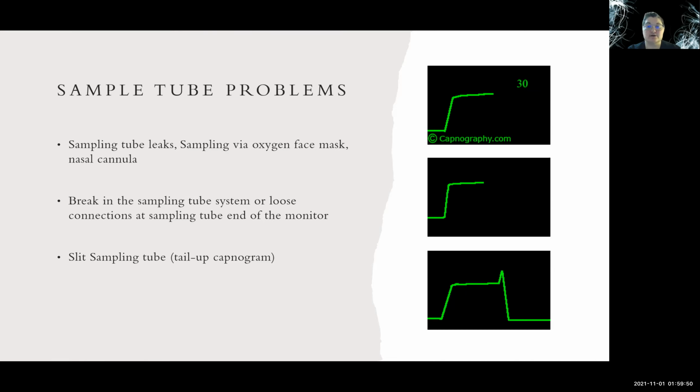So as you see here, on the top image, these are some leaks, so we're using a nasal cannula or maybe a face mask. The middle image is a break in the tubing or even a loose connection. We see that flattened phase 4. Whereas if we have a slit tube, we see that cattail-up type of image. So that phase 4 is a sharp point and then comes down into that inspiratory segment.